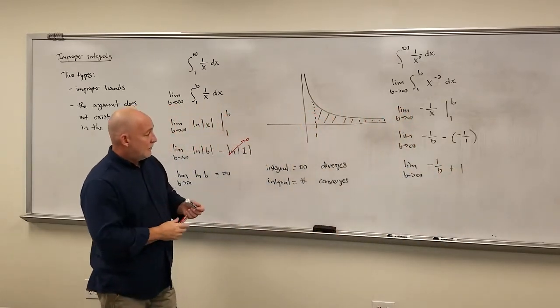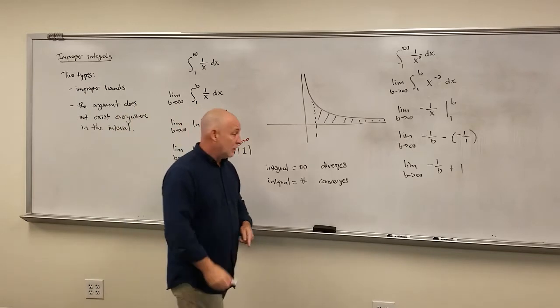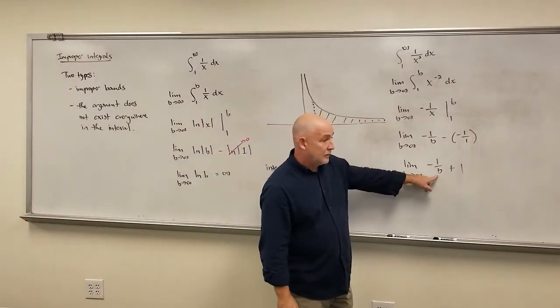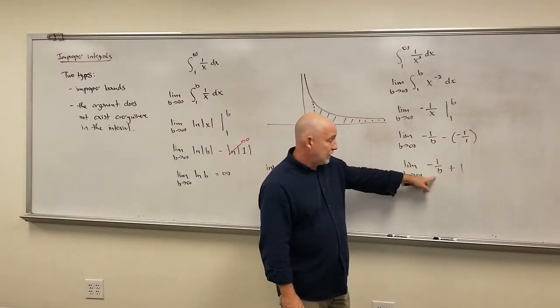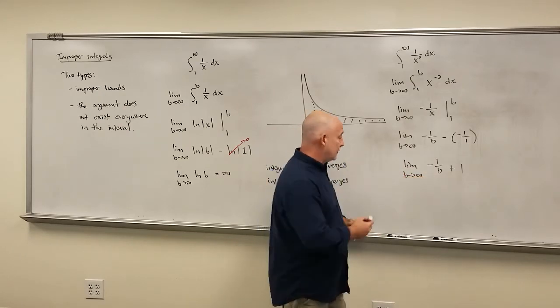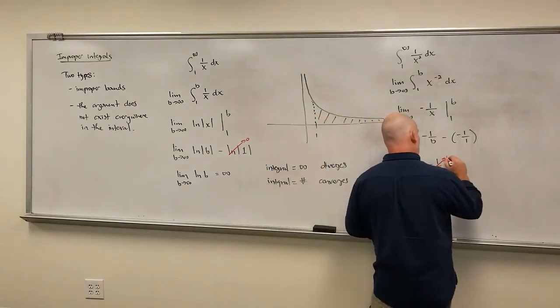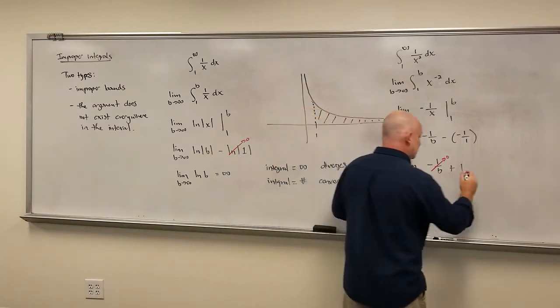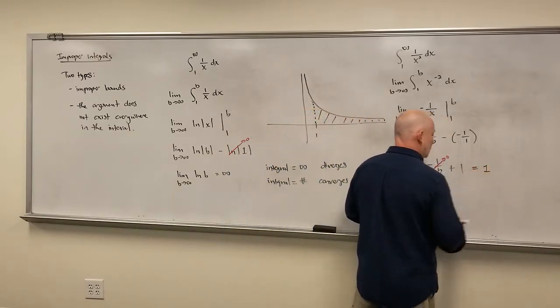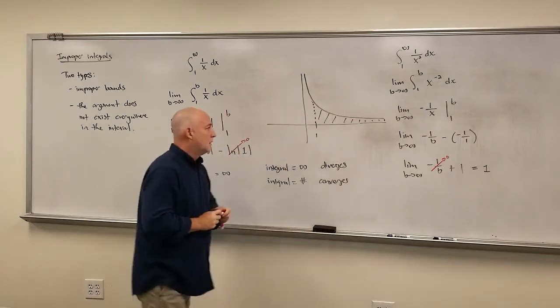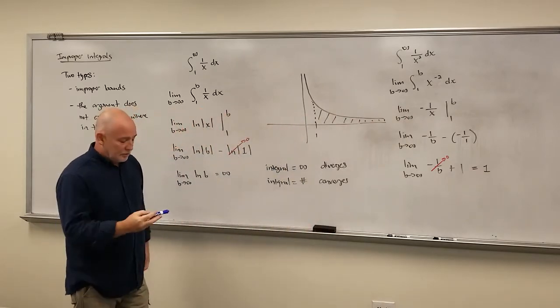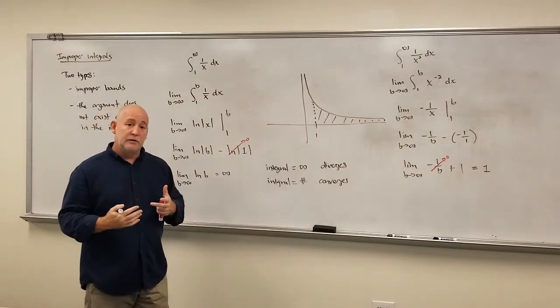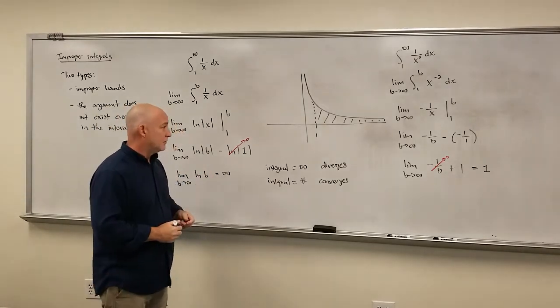All right, so what happens to this value as b goes to infinity? Well, as b gets bigger and bigger and bigger, 1 over b gets smaller and smaller and smaller. So this value here is heading off towards 0, which means this value is 1. Now, if you're saying, okay, I'm good with that, here's where your intuition may really make a mistake.